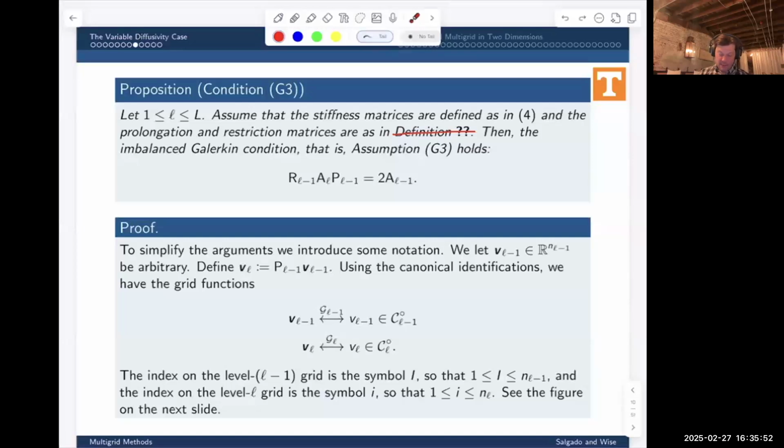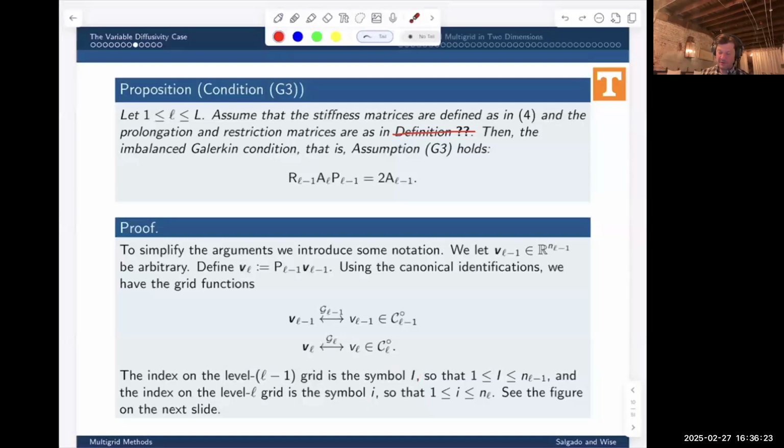All right, now let's let the index on the level L minus 1 grid be the symbol capital I. It's a little bit hard to see that that's a capital I, but it kind of looks like an L. This index runs between 1 and N_{L-1}. The index on the level L grid is going to be the symbol little i, and that is going to go between 1 and N_L.